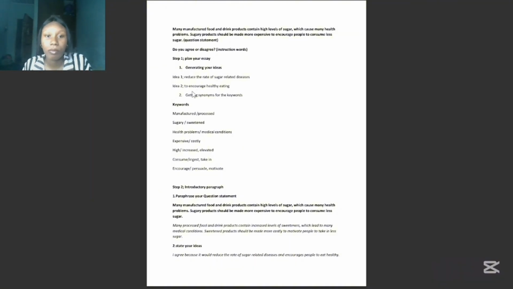So let's move on. Getting synonyms for the keywords. Now you know that there are some words that are very important, mainly manufactured, high levels of sugar, health problems, sugary products, expensive, encourage, consume less sugar. There are some keywords that you should just take note and get the synonyms, because when you use synonyms while writing your essay, it shows the examiner that you have a wide range of vocabulary.